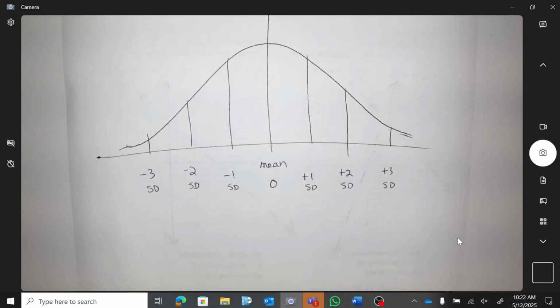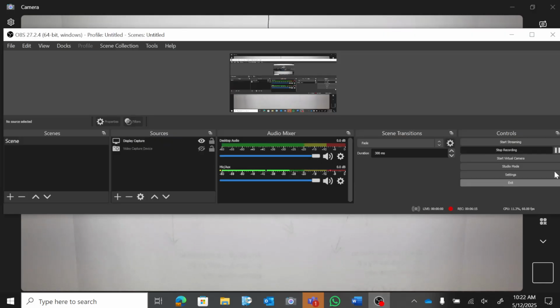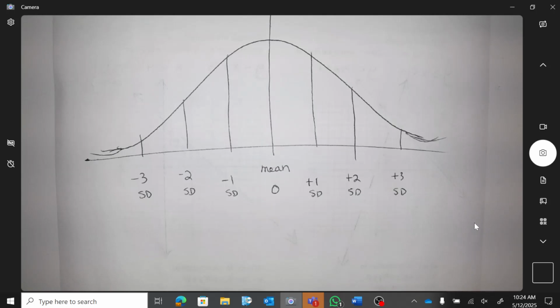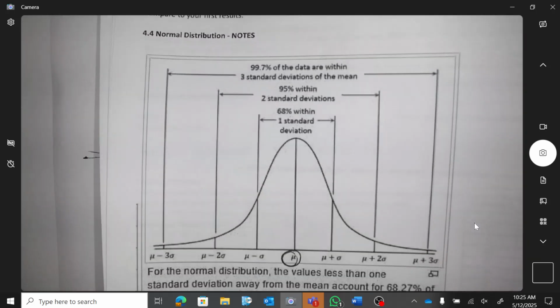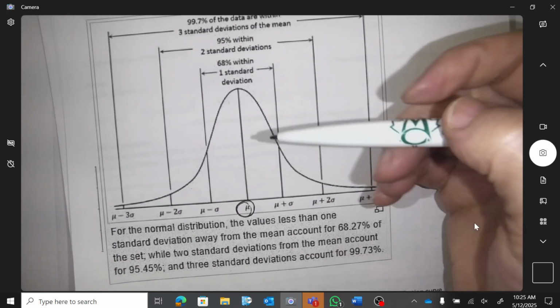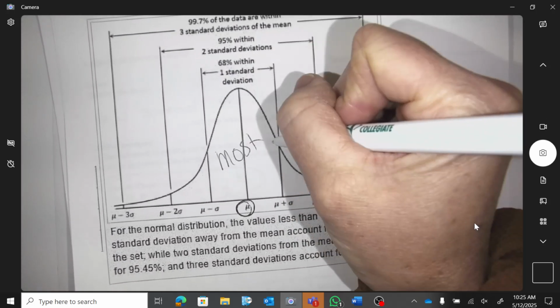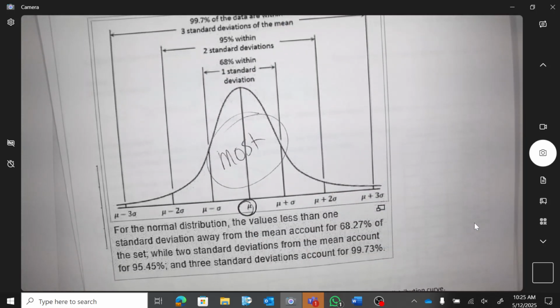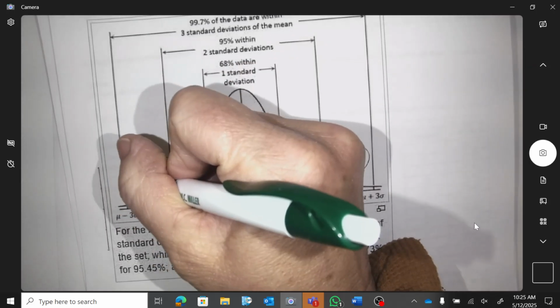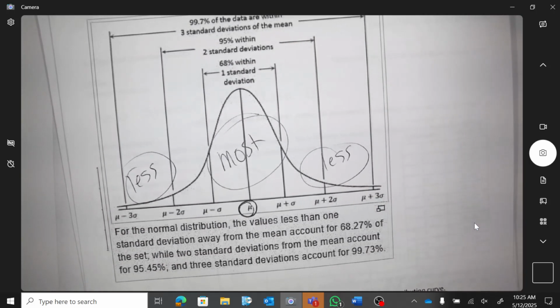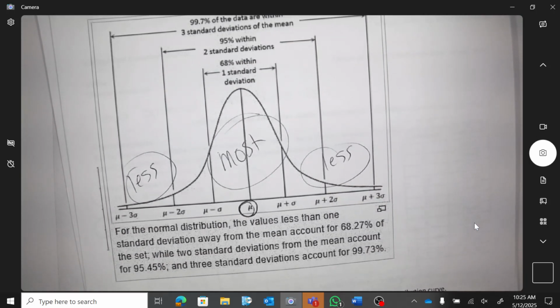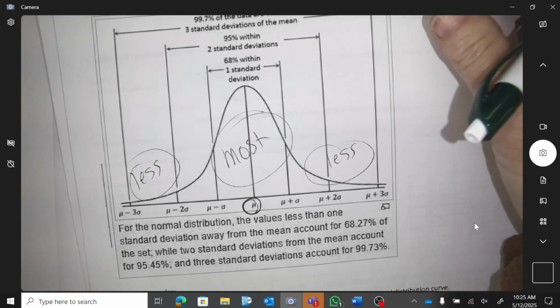Okay, this is what we're all going to start with. Do I need to pause for people? Okay, so this is in your notes. Here is data being normally distributed. What did I tell you? I said most of your data is kind of close to the center, the mean. Does that make sense? And then as we spread out, there's going to be less people that are the high flyers and the low flyers. Okay, so here's the rules.